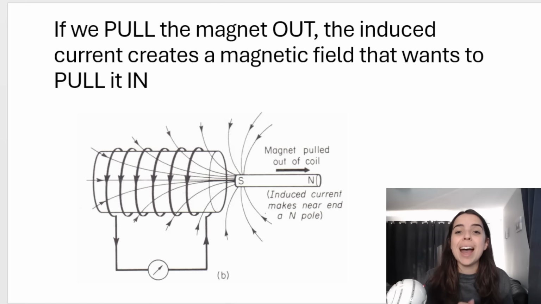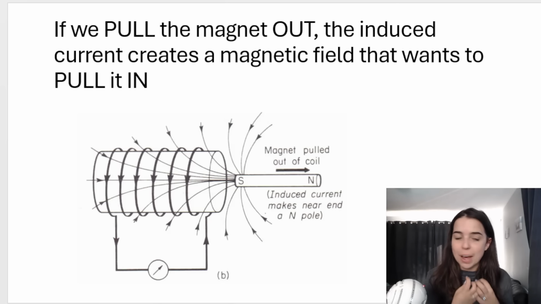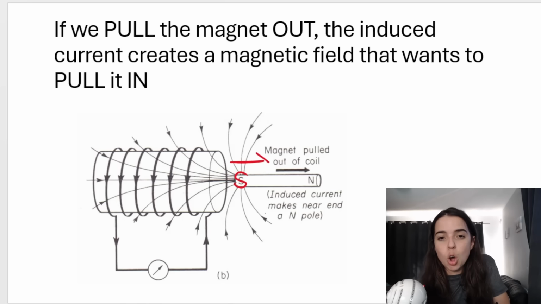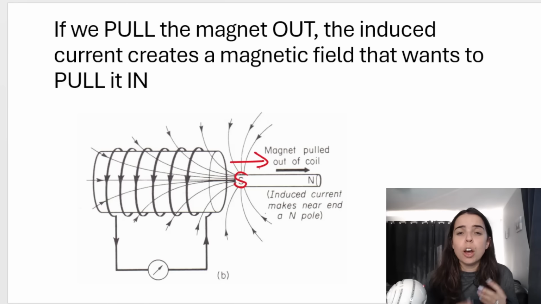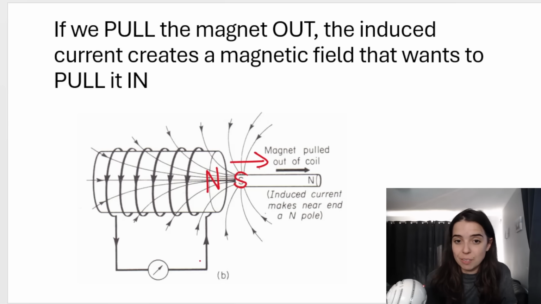If we pull the magnet out, the induced current creates a magnetic field that wants to pull it back in. Remember, it's always doing the opposite. So we're pulling the magnet out. The induced current is creating a magnetic field that's like, no, come back. So take a look at the diagram. Here's the south pole. We're pulling it away. How do you attract that south pole back? How do you get it back to you? You need to create a north pole over here. And therefore, if there's a north pole created over here, the south pole will be here. So take a look at that picture.